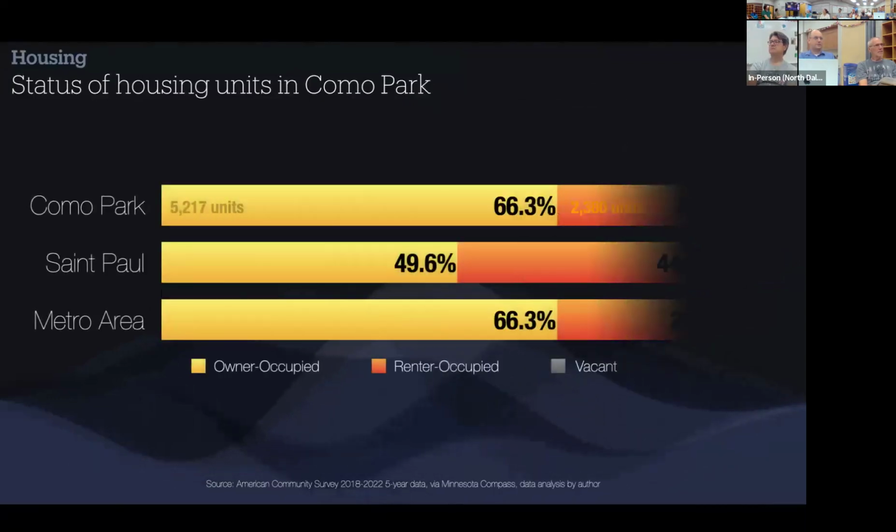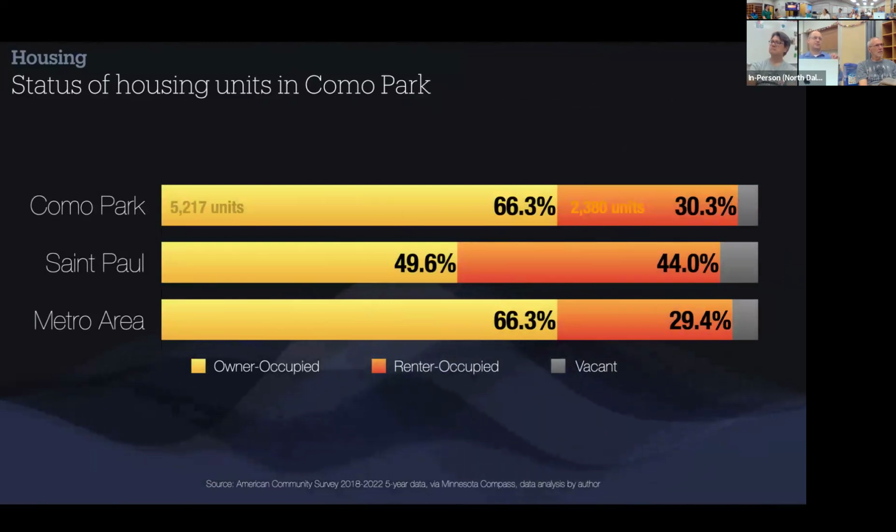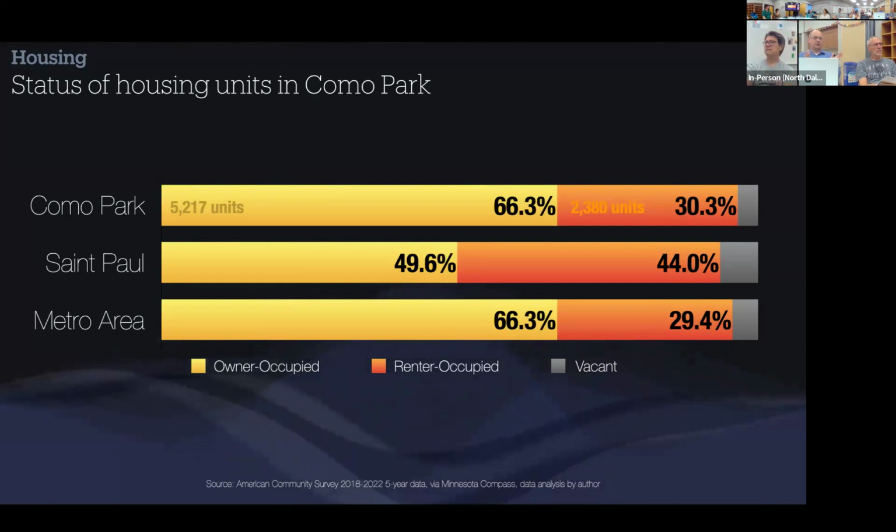All right, quick jump into the status of housing units in Como Park. We're jumping into housing now to take a quick dive into the stats there. These bars, each of them represent all housing units in each of those jurisdictions, Como Park, St. Paul, and the metro area. On the right, you can see there's a small slice that are vacant, smallest in Como Park, a couple percent. In the rest of Como Park, you'll see most, 66.3%, are owner occupied houses and 30.3% are renter occupied houses. And that's almost perfectly in line with what the metro area is showing. St. Paul, by contrast, is roughly half and half, a little bit off.